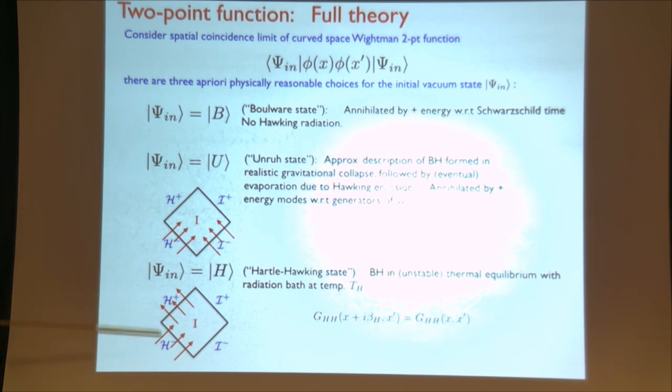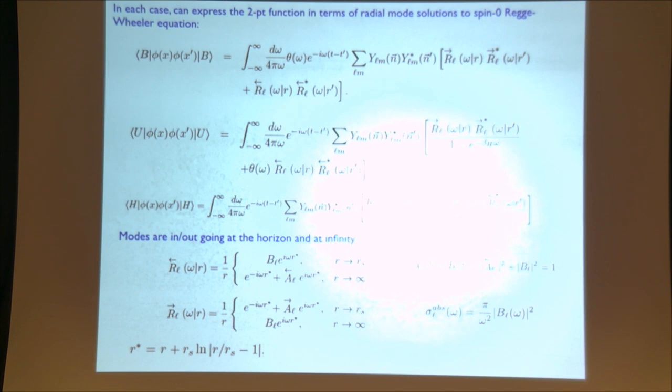And the final state that he looked at, which we will not really touch upon here, is the Hartle-Hawking state, which is when the black hole is immersed in a thermal bath at the Hawking temperature, and it's the equilibrium. The scalar is therefore in thermal equilibrium, so the two-point function is periodic in Euclidean time. These are the results that Candelas quotes for the Wightman function, so these are not time-ordered, and they're in a fixed initial state. They're all written in terms of the same basic radial mode functions, but there are different boundary conditions corresponding to the three different states.